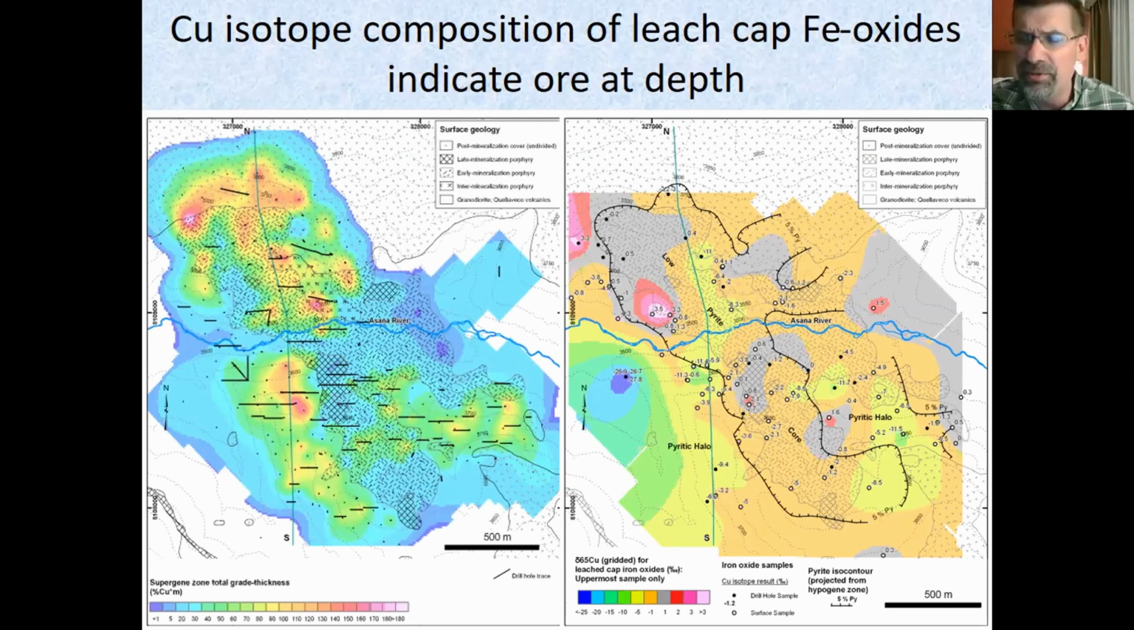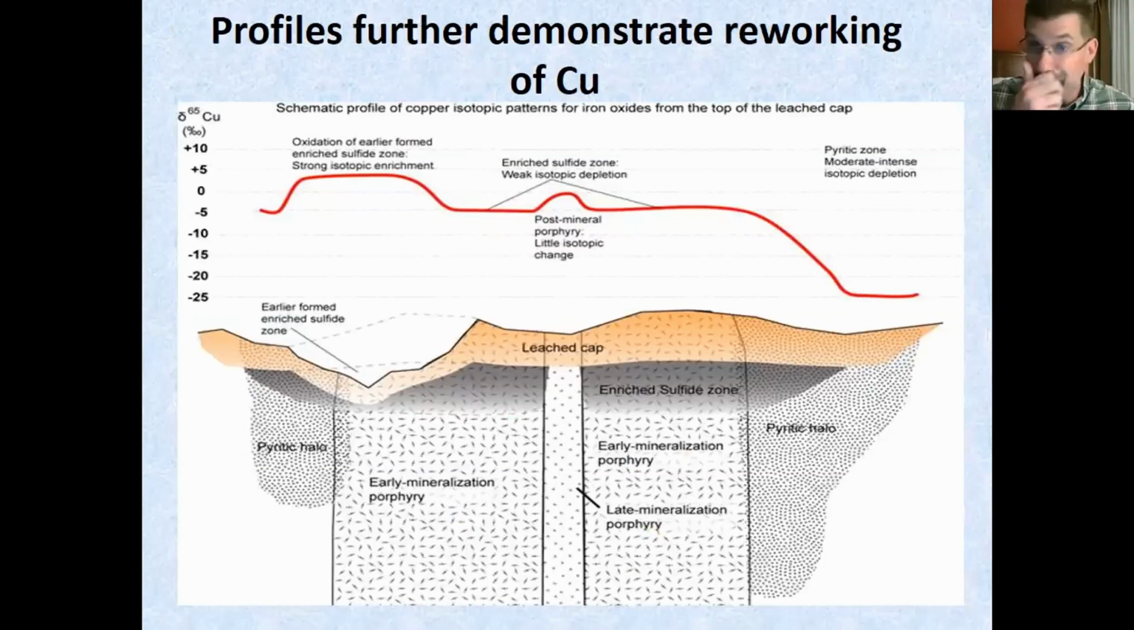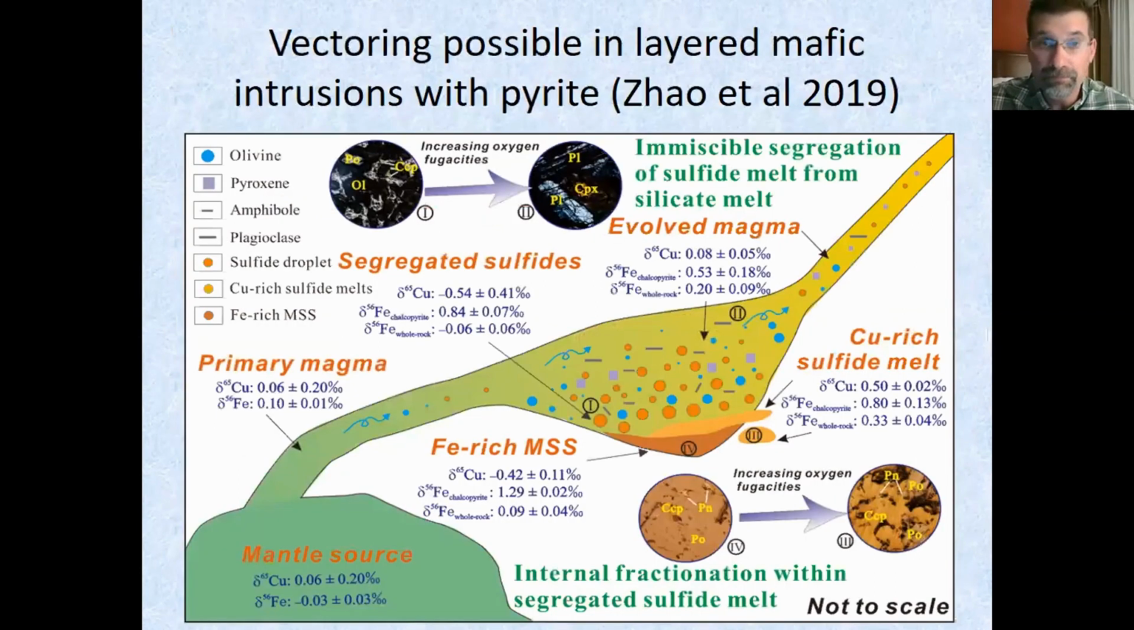One way of saying it is you're tracking the cycling of the copper in the Earth's crust by looking at the iron oxides. And so that gives you an indicator for what might be happening at depth. Profile more or less says the same sort of thing when we're talking about trying to identify enrichment at depth. Another possible vector using minerals, so that's iron oxides.